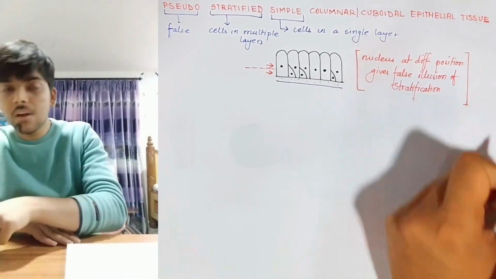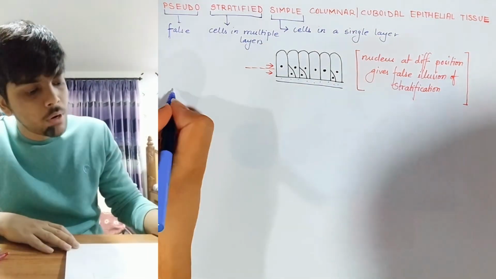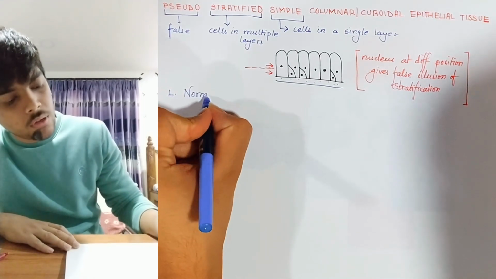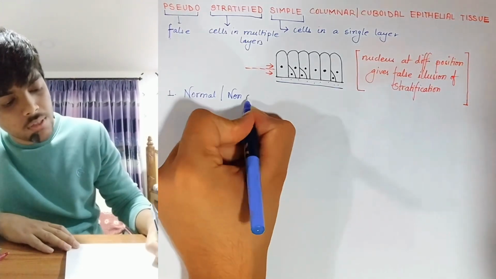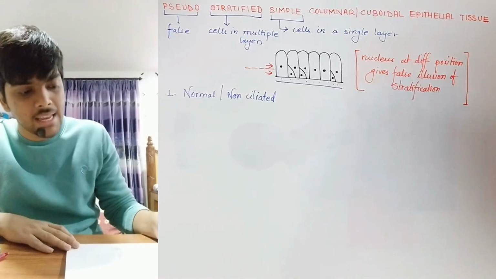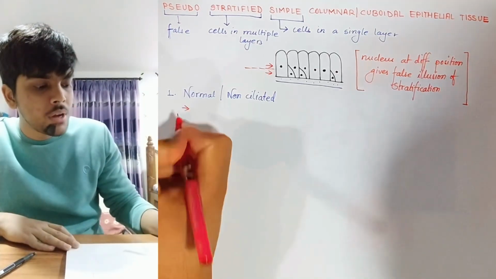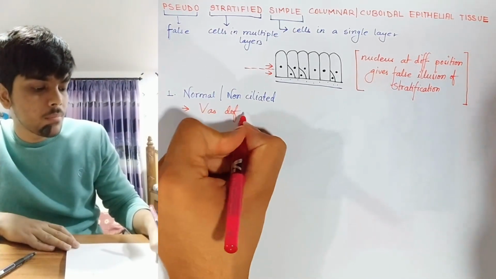The tissue itself is of various types. Let's look at it. Number one is the normal type. Normal is non-ciliated. That is, the free surface, the surface opposite to the basement membrane, does not contain any cilia. This type of pseudo-stratified tissue is found in the vas deferens of the male reproductive system.